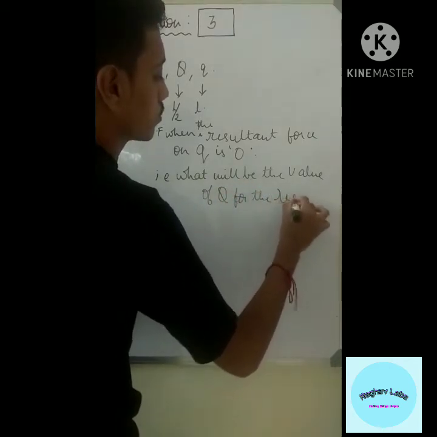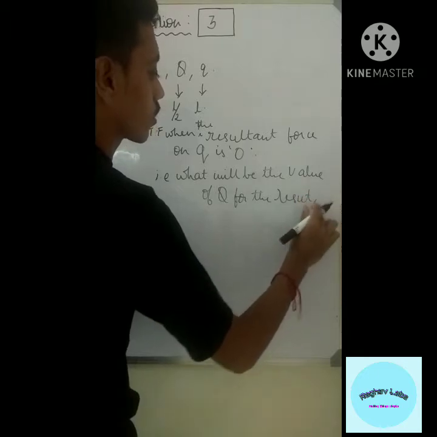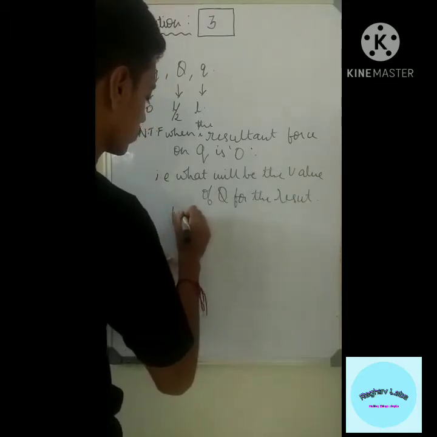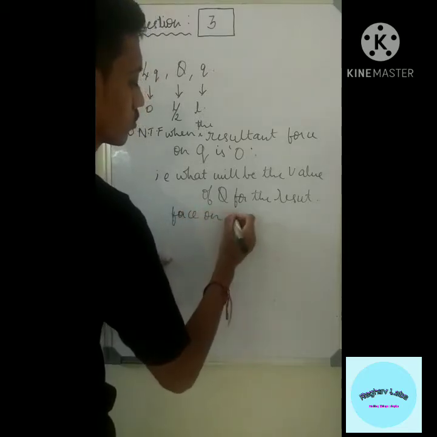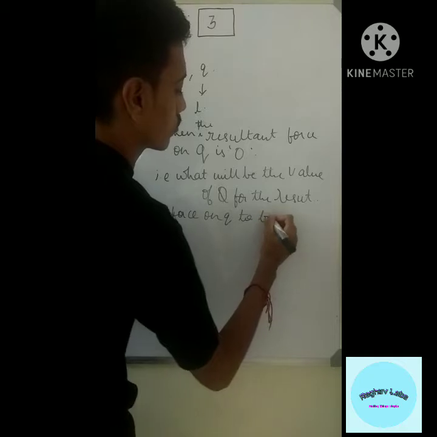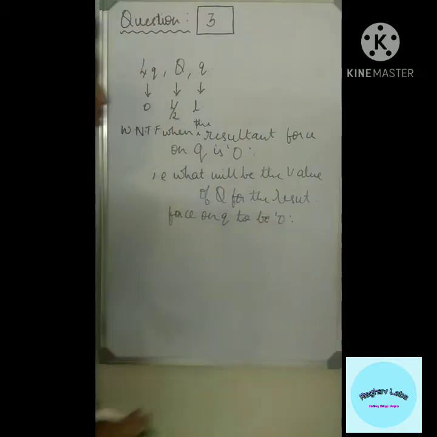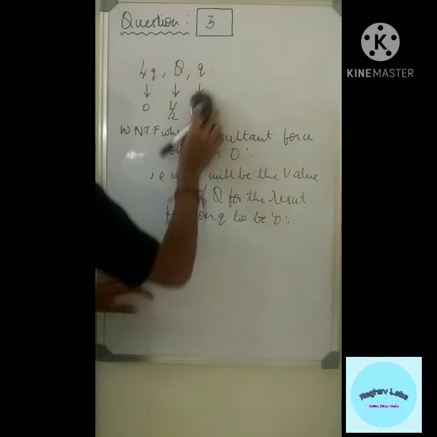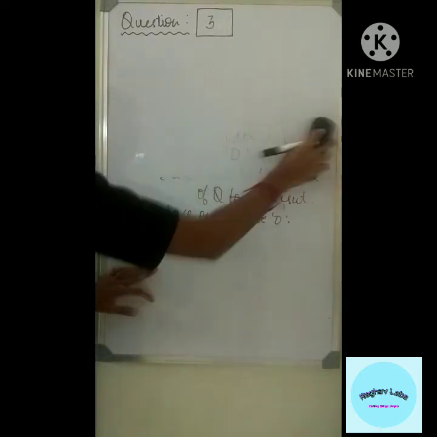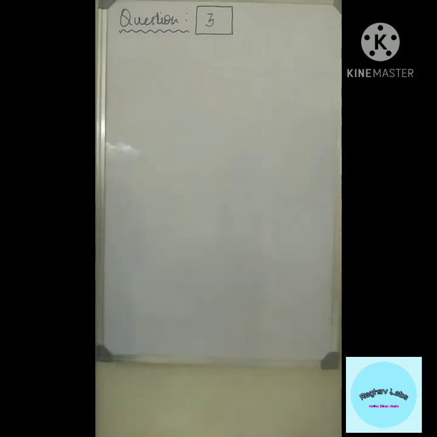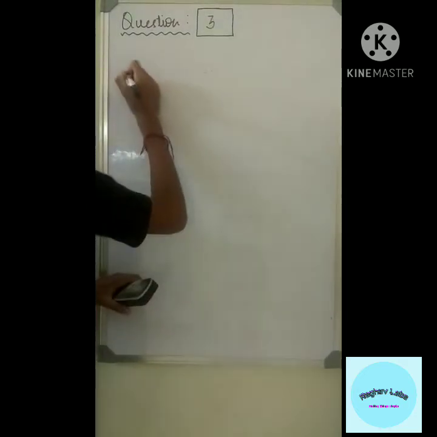for the resultant force on Q to be 0. So for the resultant force on small q to be 0, what will be the value of the charge big Q is the thing we need to find. And to do that, I'm going to show you the steps.